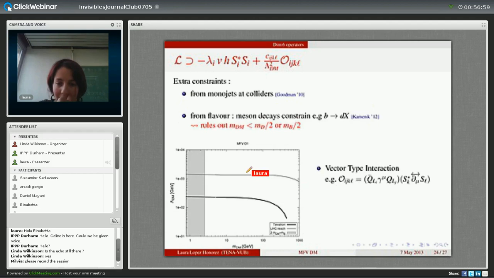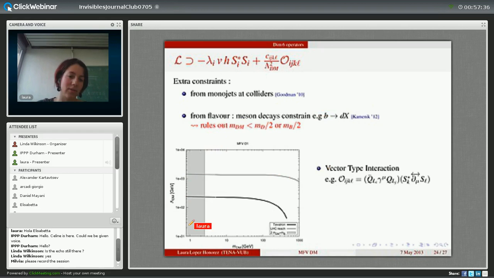So actually, for vector type interaction with scalar dark matter, be careful that typically experiments are giving you the constraint on the scale of new physics for fermionic dark matter, but they are not exactly the same for scalar type dark matter. Here, the black line corresponds to Tevatron constraint on the scale of new physics, and the gray line corresponds to LHC reach, from a paper of a Goodman collaborator.